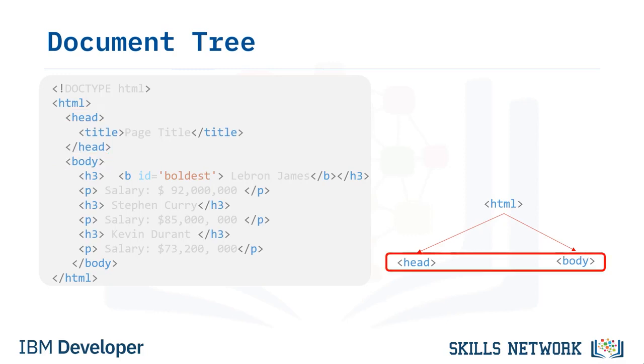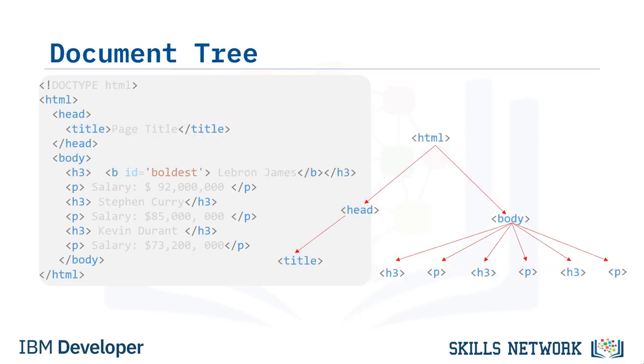The head and body tag are siblings, as they are on the same level. The title tag is the child of the head tag, and its parent is the head tag. The title tag is a descendant of the HTML tag, but not its child. The heading and paragraph tags are the children of the body tag, and as they are all children of the body tag, they are siblings of each other. The bold tag is a child of the heading tag. The content of the tag is also part of the tree, but this can get unwieldy to draw.